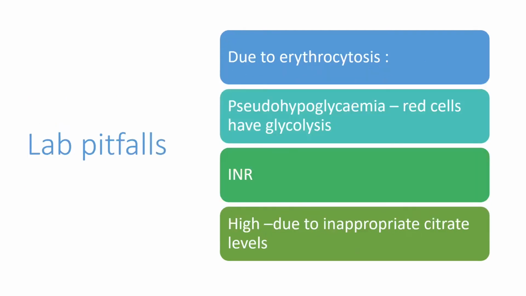Now, there are some lab pitfalls which are interesting to know. When you have an erythrocytosis, like in polycythemia, you can get a pseudo hypoglycemia, especially if your blood doesn't reach the lab very fast, because the blood sugar value in that blood will be low. That is because the red cells do glycolysis and eat up the sugar. Okay, the INR can be inappropriately high due to inappropriate citrate levels, especially in patients with erythrocytosis.